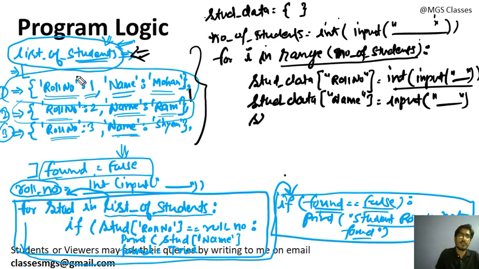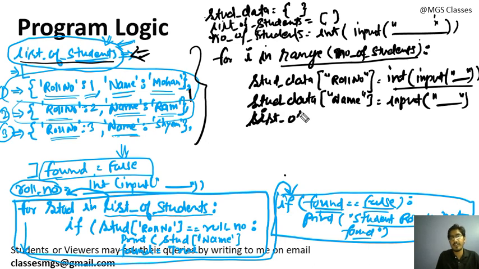Now we need to create this list of students. Initially it will be blank. If you understand this logic, then it will be very easy. So how do we insert any object into the list? You should know the concept of a list of students, a list variable. What is the method to insert? We use the append method. Then you will insert this dictionary.